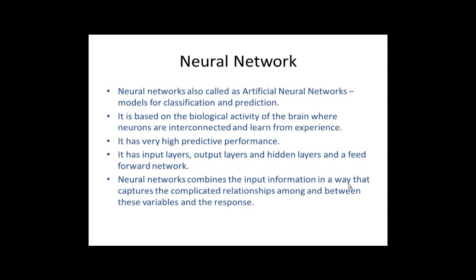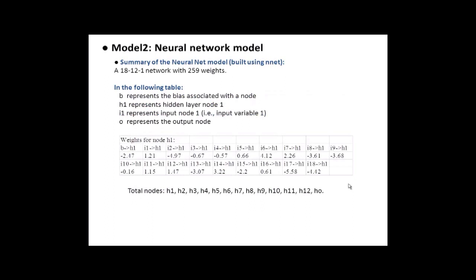There is an input layer consisting of nodes which accepts input values. Successive layers get input from previous layers. The last layer is the output layer, and the layers between the input and the output layer are called hidden layers. Now we look at the summary of the neural network model, in which we have some variables. To define these variables, B is the bias associated with a node. H1 represents the hidden layer, node 1. I1 represents the input node 1, which is nothing but input variable one, and O represents the output node.